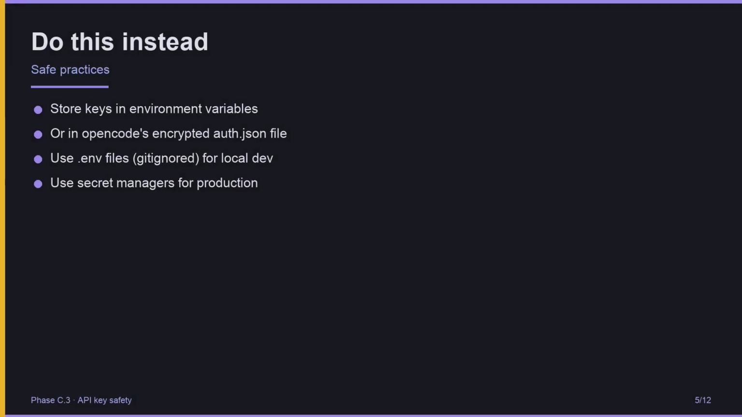What to do instead? Store keys in environment variables, set in your shell config. Or rely on OpenCode's encrypted auth.json file. That's what /connect does. Use .env files for local development, but make sure .env is in your gitignore. Use a secret manager like Vault or AWS Secrets Manager for production.